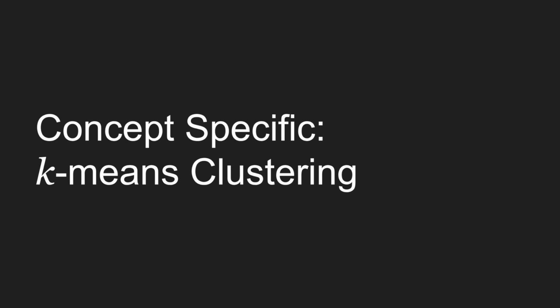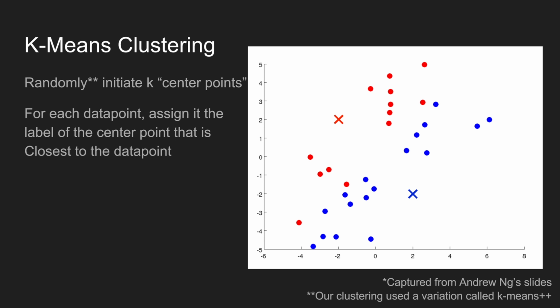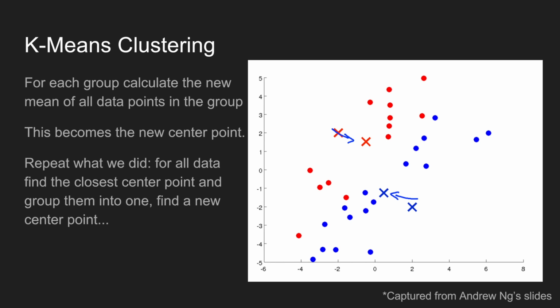Now, I will talk about the algorithm that our first predictive model, the concept-specific model, uses. It's called the k-means clustering algorithm. How it works is, first we randomly initiate k center points. In the diagram on the right, those are the red and blue x's. For each data point, the circular points, we assign them the label of the center point that is closest to the data point. Then for each blue and red group, we calculate the new mean of all the data points in the group. And this becomes the new center point.